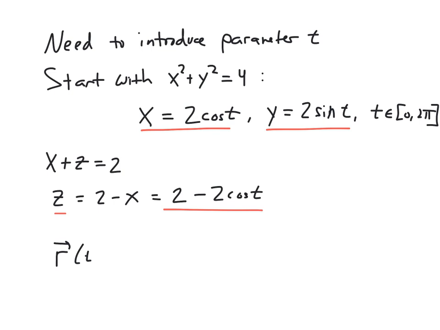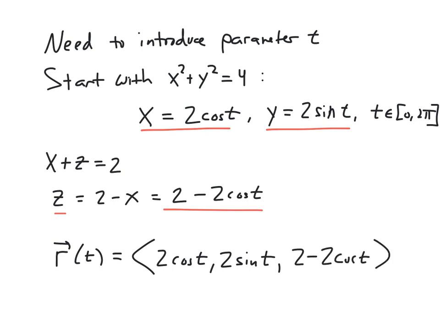So the vector function that gives this particular curve is r of t equals 2 cosine t, 2 sine t, and 2 minus 2 cosine t. And we want t, in this case, to range over the interval 0 to 2 pi. Right? So this is one example of a vector function and a domain that describes our curve C.